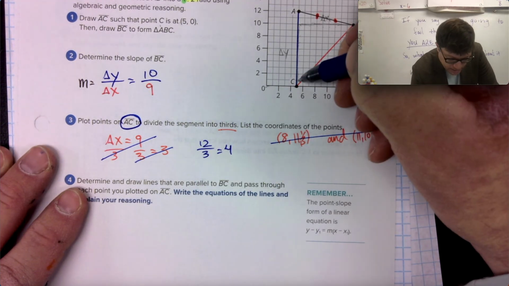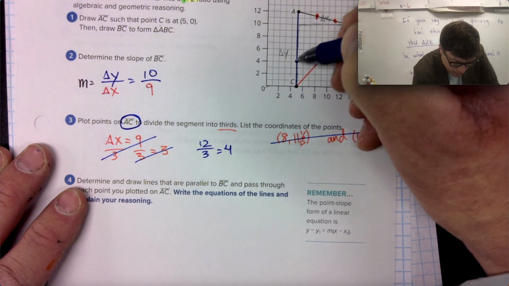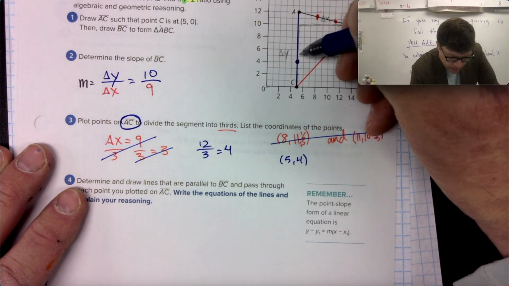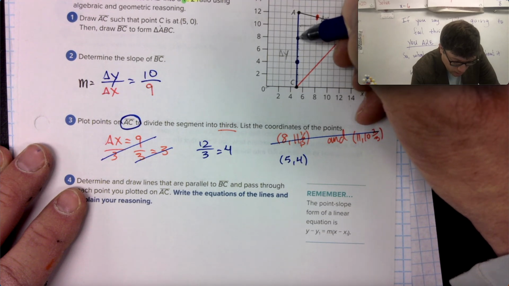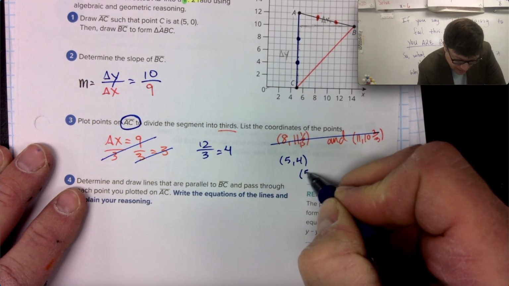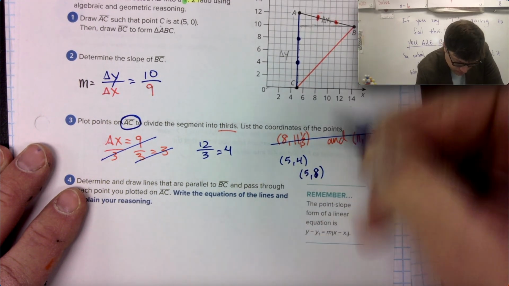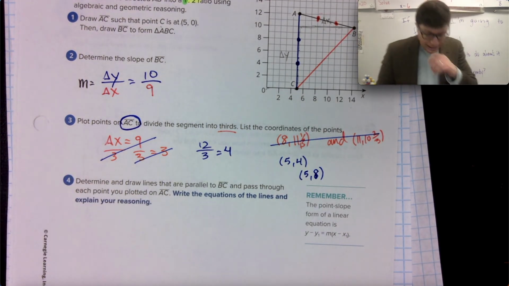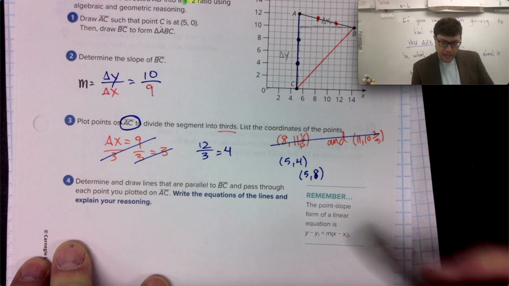So then if I count up here, it's going to be 1, 2, 3, 4 at 5, 4. And then count up 4 again, 1, 2, 3, 4. So that's going to be at 5, 8. And just to make sure it matches, 1, 2, 3, 4, goes all the way up. That's the one. This is why they want me to do that. They don't want the 11 1/3.